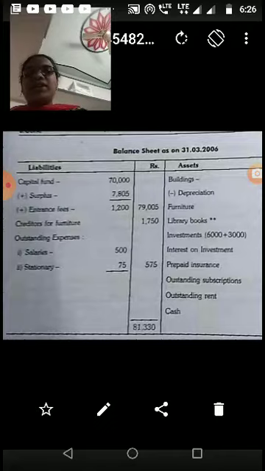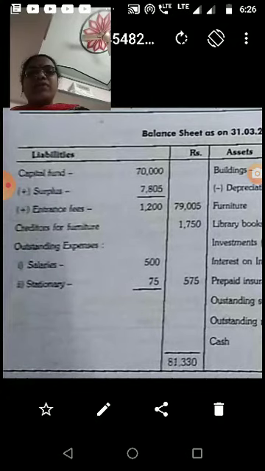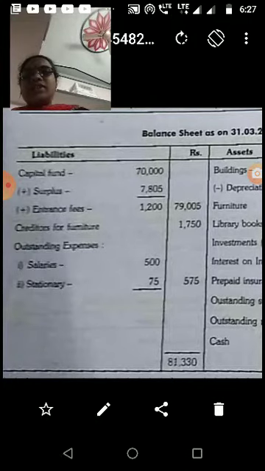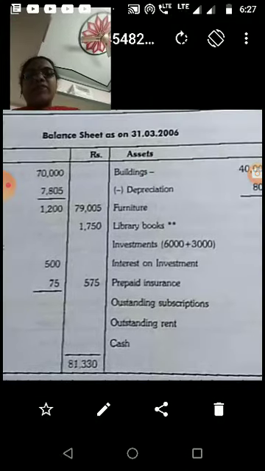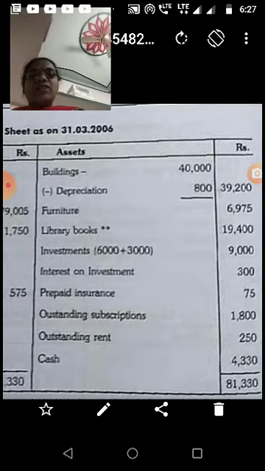Now discuss the balance sheet on 31/3/2006. Capital fund, that is 70,000. Add surplus, that is 7,805. Add entrance fees 1,200, that is 79,005 rupees. Creditors for furniture 1,750. Outstanding expenses, salaries and stationery 575. Now buildings are 40,000 minus depreciation 800, 39,200. Next here furniture 7,975. Here library books, that is 19,400.